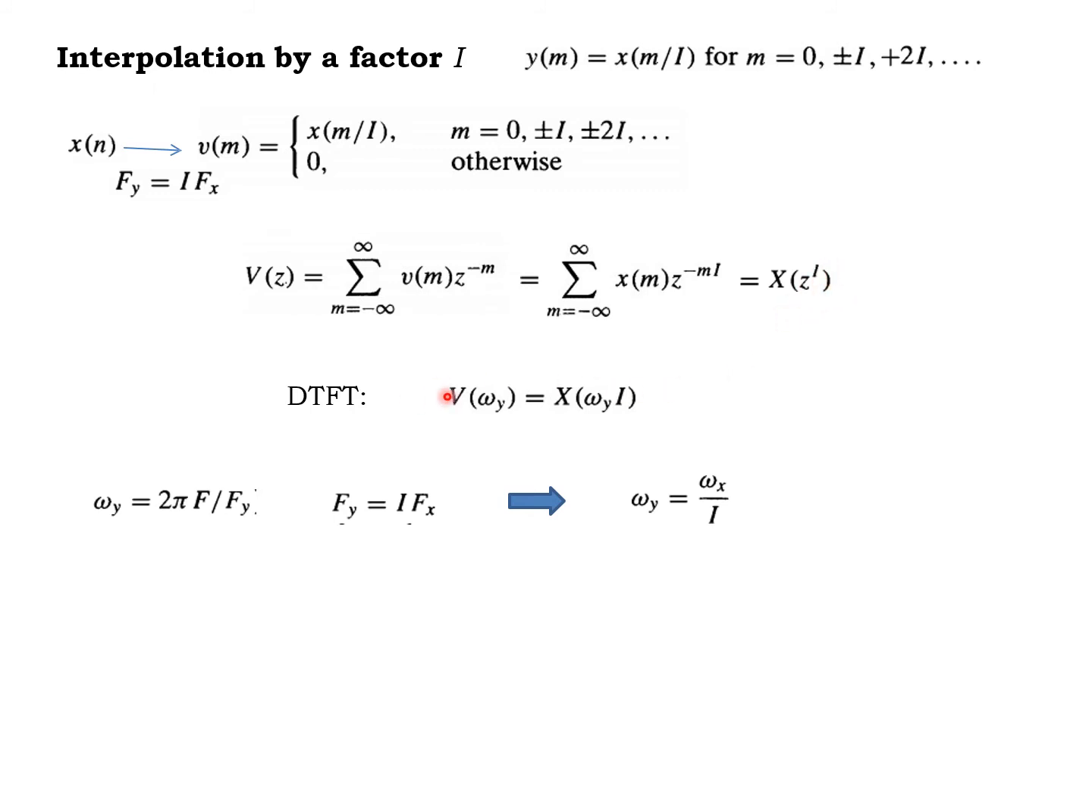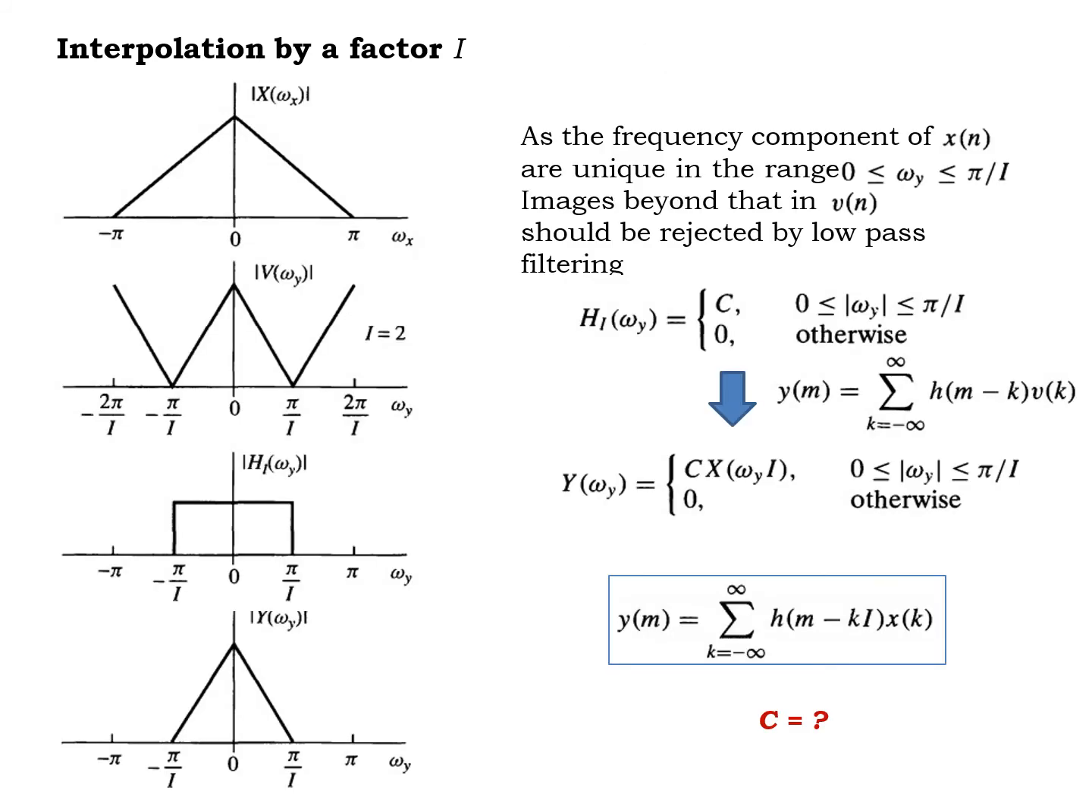So the discrete time Fourier transform v of omega y gives x of omega y into I, where omega y is equal to 2 pi f divided by fy, and fy is equal to I into fx, which means omega y is equal to omega x divided by I. As the frequency components of x of n are unique in the range 0 less than or equal to omega y less than or equal to pi by I, the images beyond that in v of n should be rejected by low pass filtering.